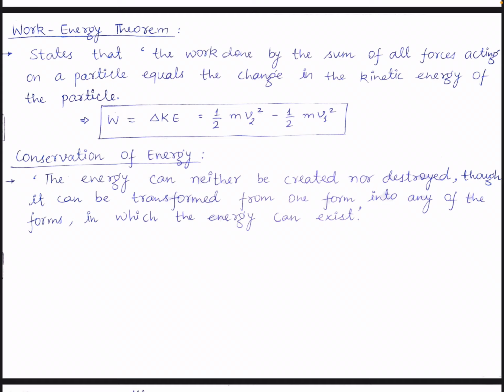So if we are able to calculate the change in kinetic energy from one position to another position, or from one particular time to another particular time, then that will be equal to the sum of all the work done by all the forces. Clear? So this is half mv2 squared minus half mv1 squared. So this is the work energy theorem.